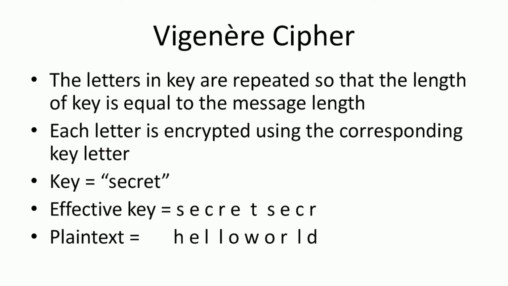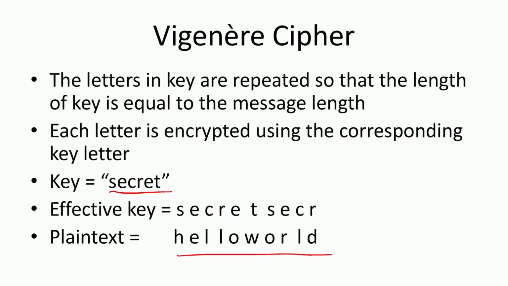Another polyalphabetic cipher is the Vigenère cipher. This cipher encrypts letters one at a time instead of in pairs. However, first the key length is made equal to the message length by repeating the key letters. So in this example, the key is secret and the plain text is hello world.